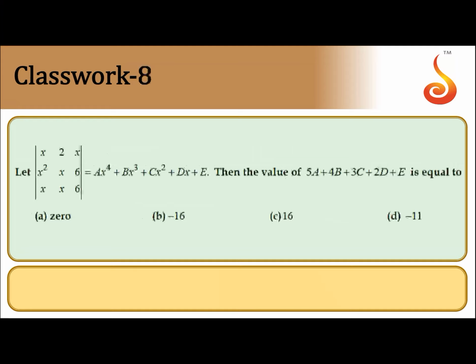The determinant x, 2x, x square, x, 6 and x, 6 is equal to an expression in terms of a, b, c, d, e, but you're asked to calculate 5a, 4b, 3c, 2d and e, as the coefficients are 5, 4, 3, 2. Definitely you multiply x on both sides, so that you will be getting x to the power of 5. The derivative of x power 5 is nothing but 5a, you will be getting the coefficient. So likewise you proceed by multiplying x on both sides and simplify it.